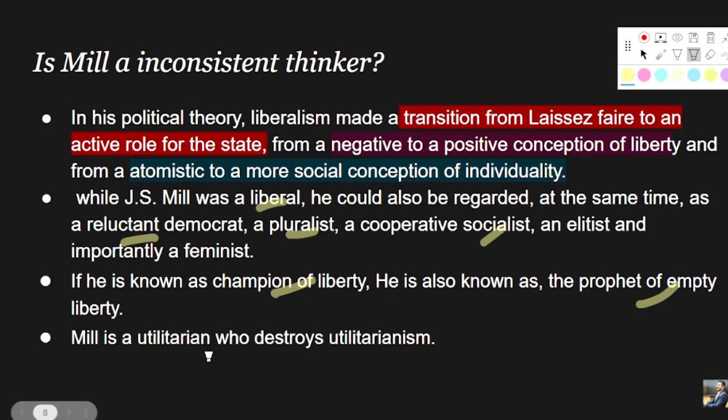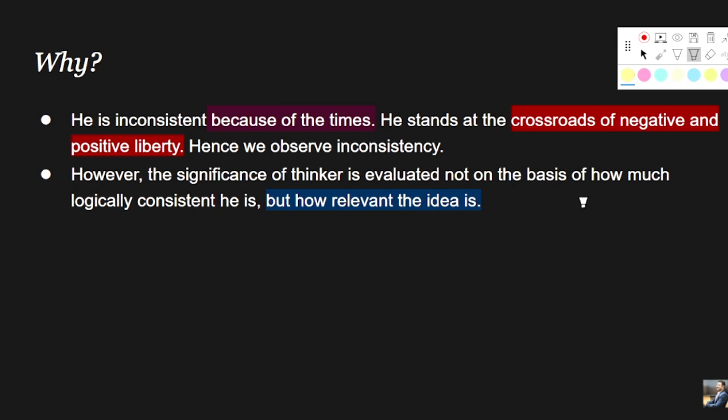If he is the advocate of utilitarianism, he is also alleged to be someone who completely destroys utilitarianism by Bentham, right? So this is the inconsistency we can see in the ideas of Mill, right? But does the allegation that Mill is an inconsistent thinker have any basis? Let's see why. He is inconsistent because of the times. He stands at the crossroads of negative and positive liberty. Hence, we observe those inconsistencies, right?